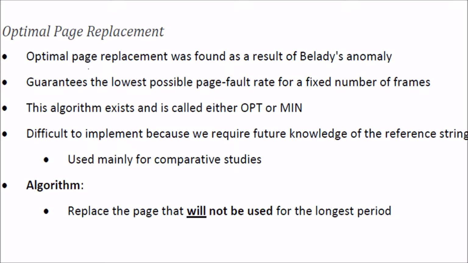Because we had Belady's anomaly in FIFO, where as we increased the frames the page faults increased, the optimal page replacement guarantees the lowest possible page fault rate if we have a fixed number of frames. And this algorithm exists, and it is either called optimal, OPT, or minimal, right?